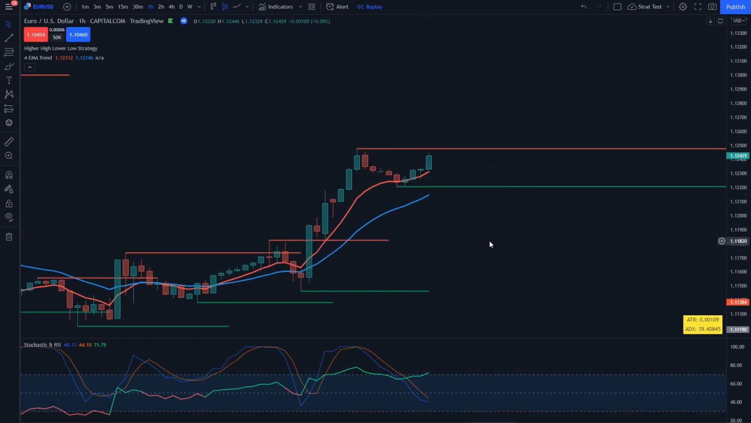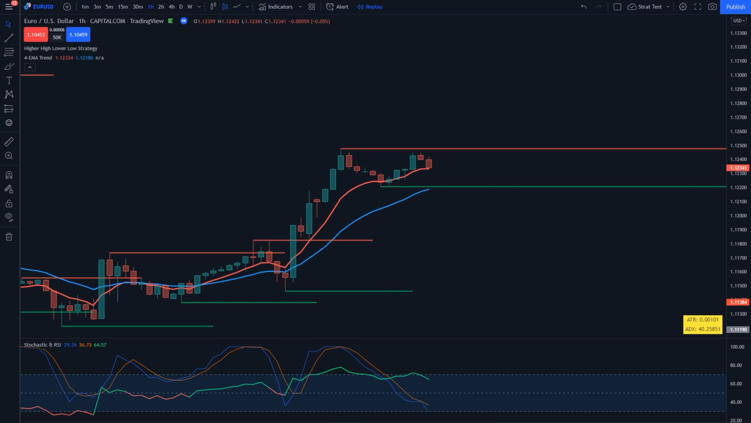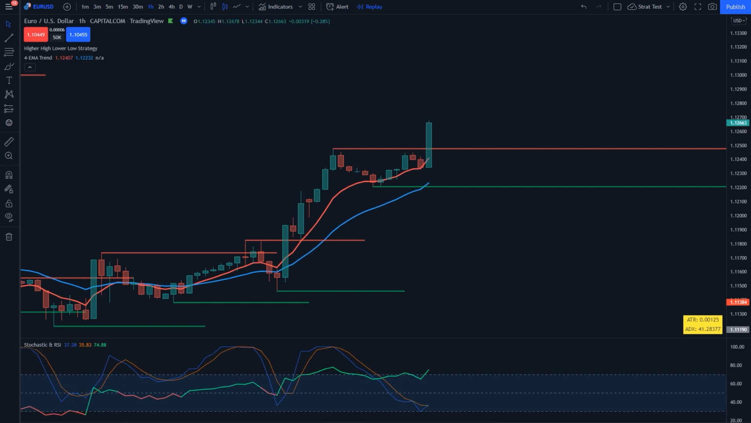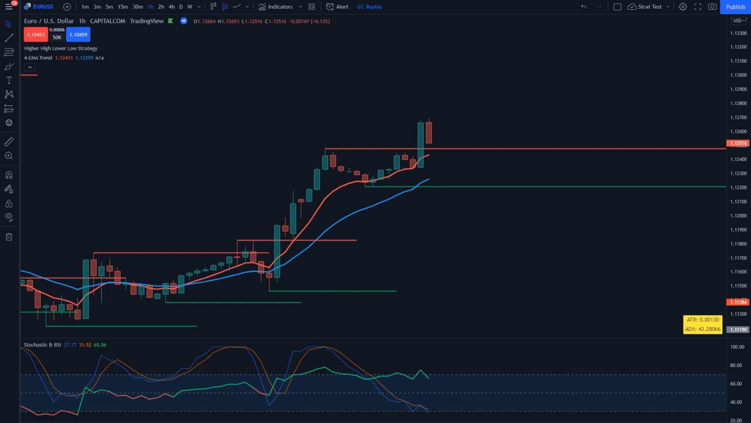So let's have a look at a trade in replay mode. We have an uptrend, higher highs and higher lows. We didn't enter here because stochastics is still overbought and going down. So we wait for price to break again the previous high and then coming back. Okay, here's the break.